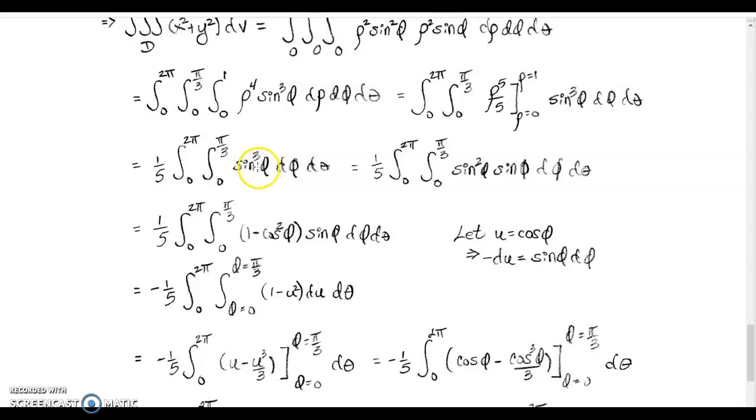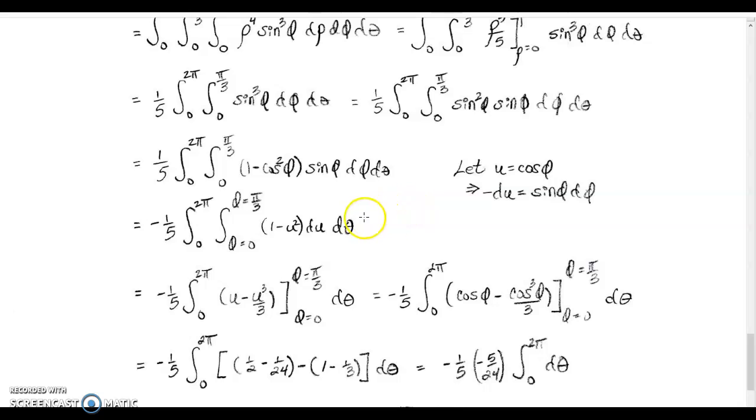Now the way to integrate sine cubed is to factor off a sine. Factor off a sine, and then sine squared becomes 1 minus cosine squared, and I can let u equal cosine phi. Becomes a simple u substitution, so minus du is sine phi d phi. Bring out a negative sign, so I have negative 1/5 integral of 1 minus u squared du. Okay, instead of changing the limits to u, I write it as phi equals 0 to phi equals pi over 3, as I've done most of the time.